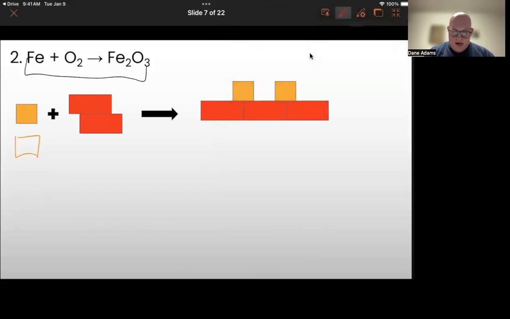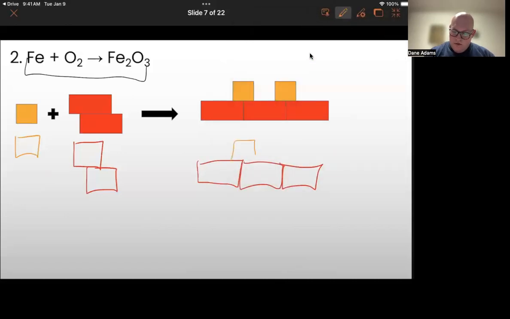Let's see. I need more oxygens on the left, so I can't just add another stray oxygen, so I'll build another thing that looks like that. Now I need more on the right, so I have to duplicate that whole thing. Okay, I see 6 on the right, 4 on the left, so I could duplicate the O2 one more time. And then I could duplicate some of those iron atoms. And now I'm done. 4 and 4, 6 and 6, and I am done.